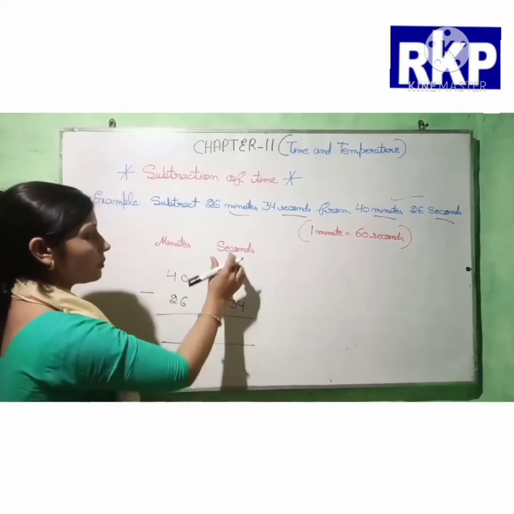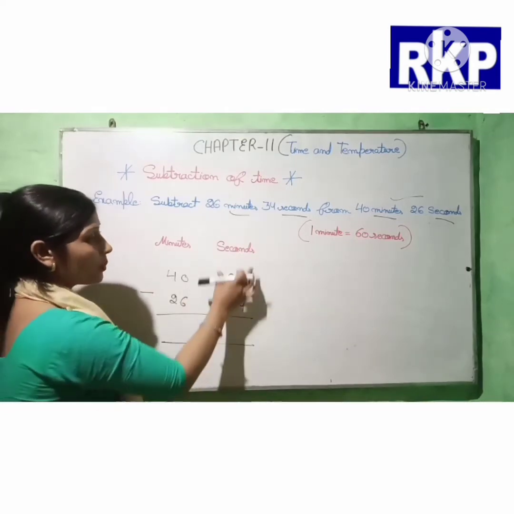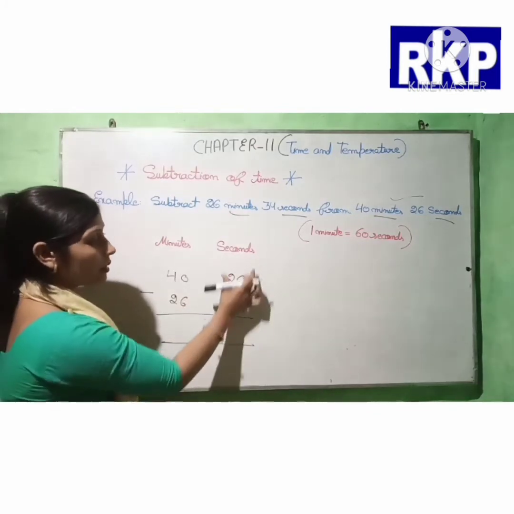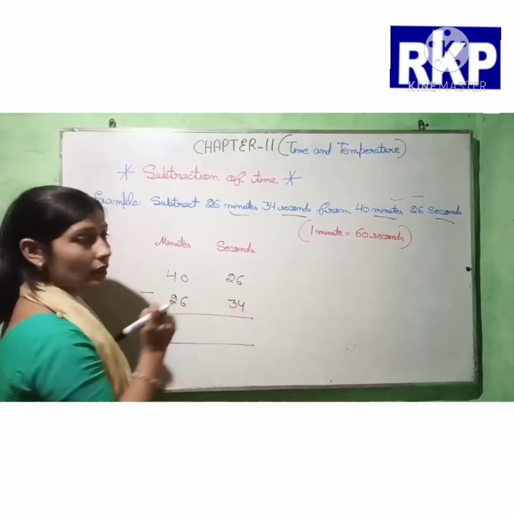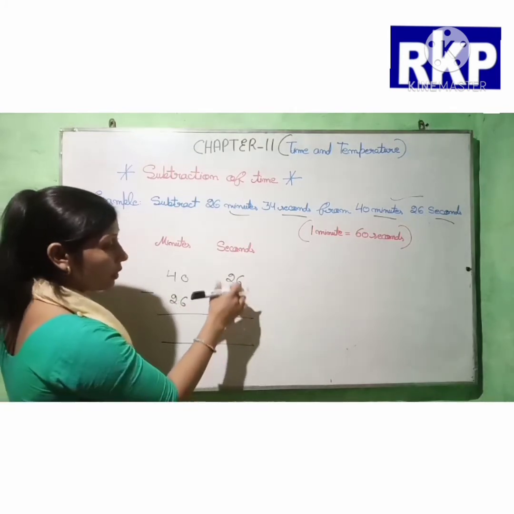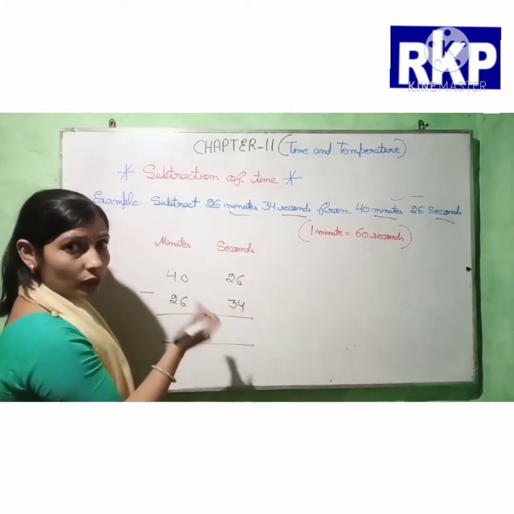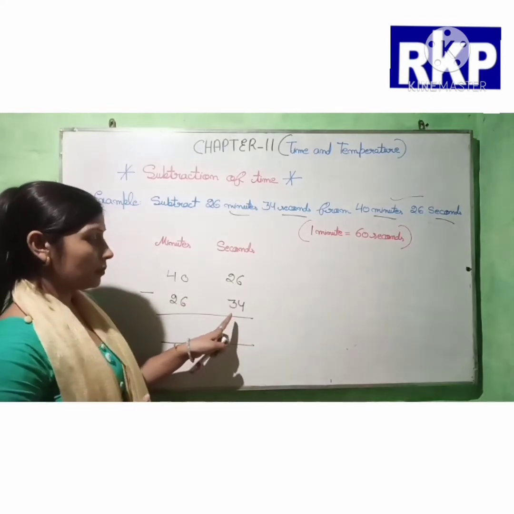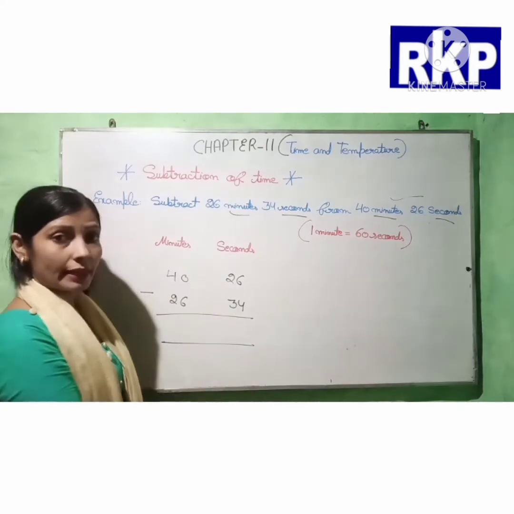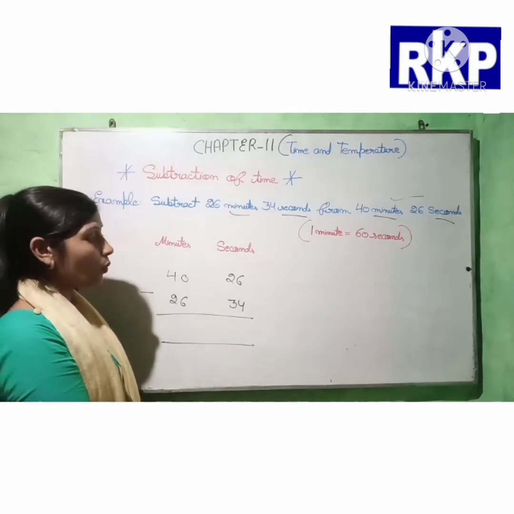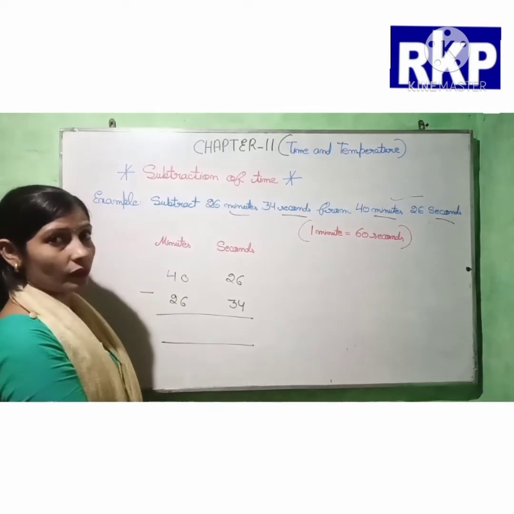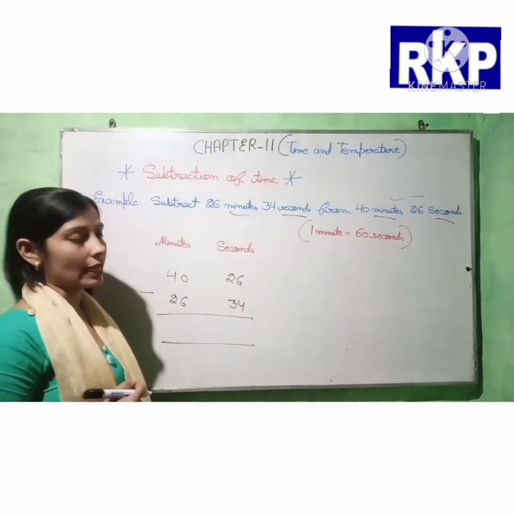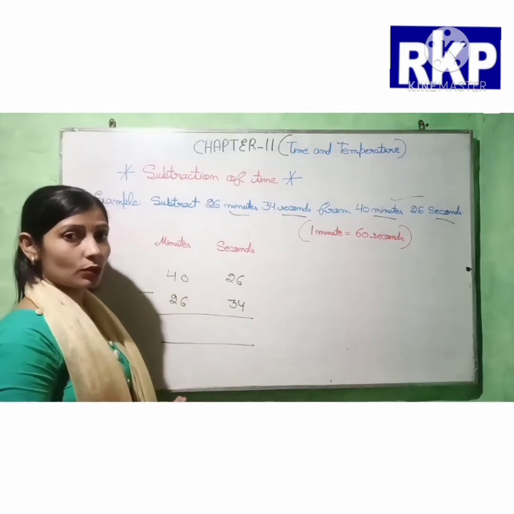Okay. First of all, we have to subtract seconds and then minutes. So here in this column we have 26 and 34. We have to subtract 34 from 26. But beta, here you can see 34 is greater than 26. So is it possible? No beta, we cannot subtract 34 from 26. So what will we do? Yes, here also we need to borrow.